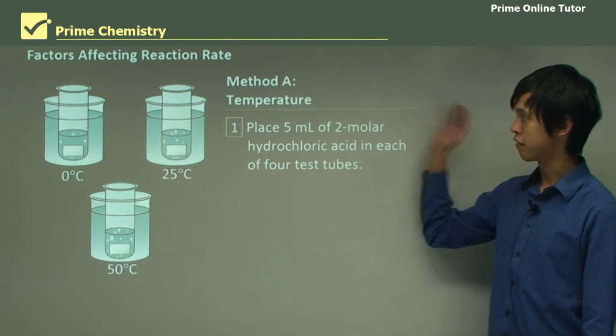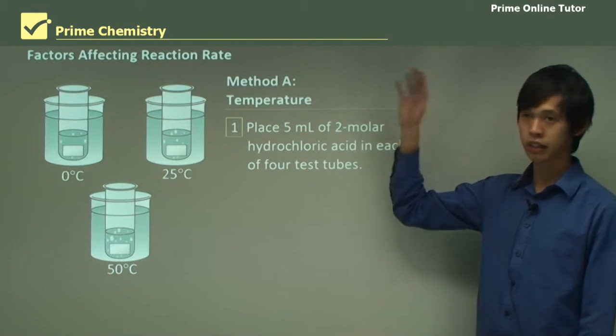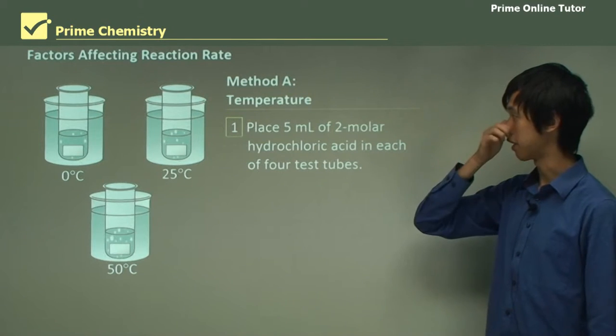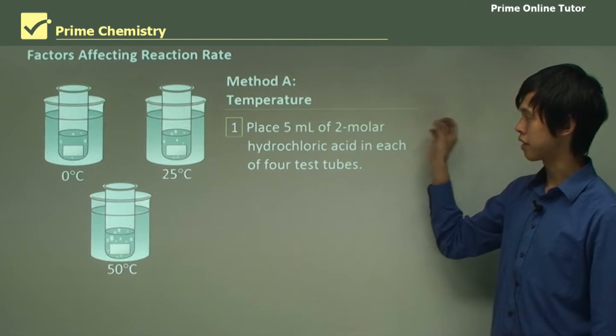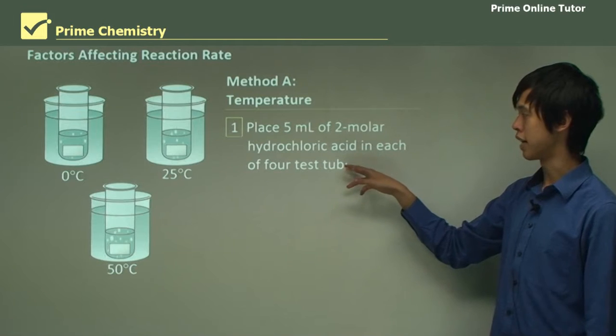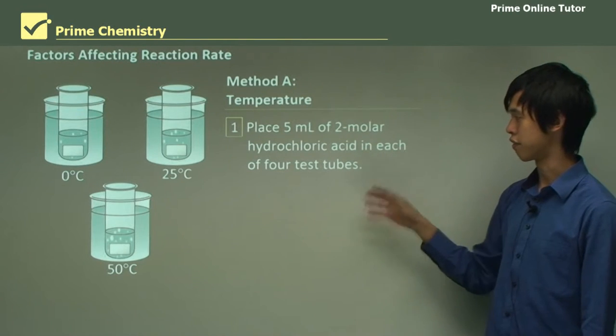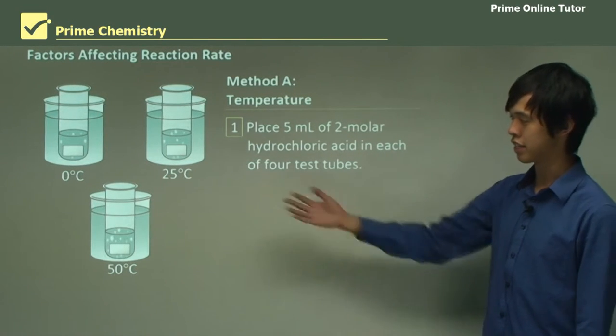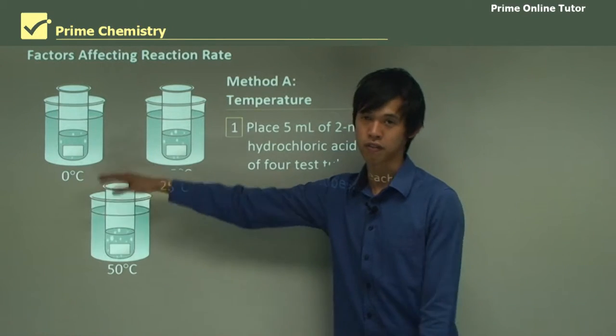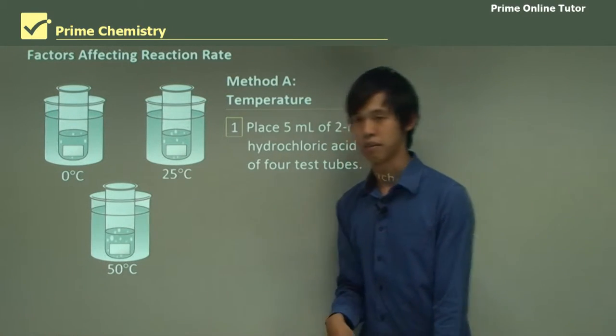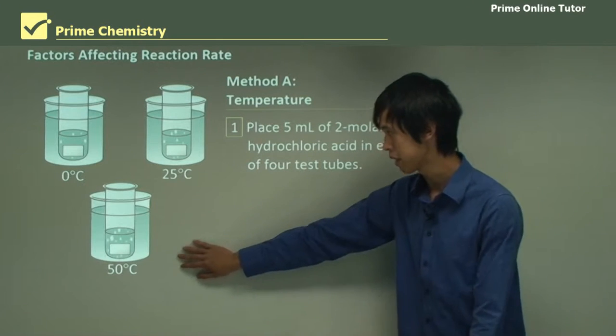So the first one we're going to do is look at how temperature affects the reaction rate. So what we're going to do is place 5 mL of the 2 molar hydrochloric acid in each of the 4 test tubes. In this case we have 3 in the diagram, but you could have 4 just at another temperature. Could be 70 degrees maybe or something.